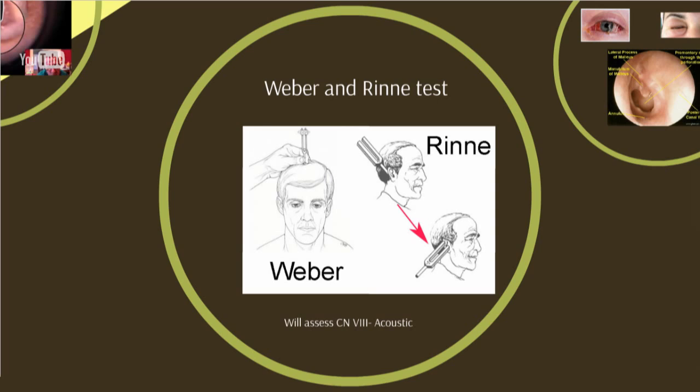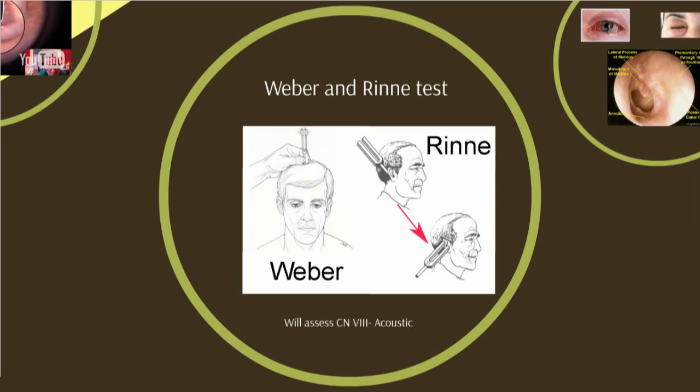Then you're going to place the vibrating fork over the patient's mastoid process. We're going to ask them to tell us when they no longer hear the tone. And then you're going to note this in seconds. You're going to move the still vibrating tuning fork to the ear's opening without touching the ear, and then ask the patient to tell you when the tone stops. Then you're going to note this in seconds as well. Okay?